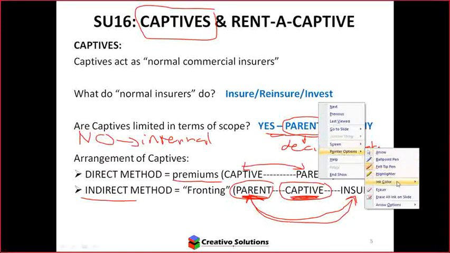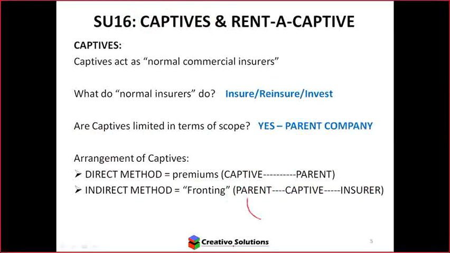But what does the parent company do? The parent company gives all of its premiums to the captive. The captive then decides how best to spend those premiums, in terms of: do they insure, do they reinsure, do they invest? The captive decides what to do. So the captive may take out insurance with an insurer to pay out certain claims, if it's in the best interest of the parent company.